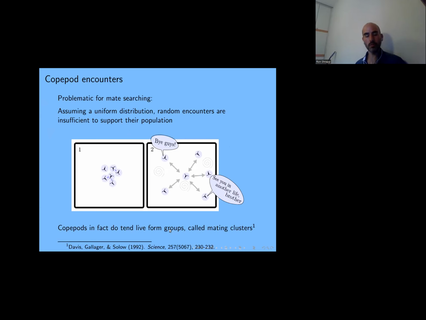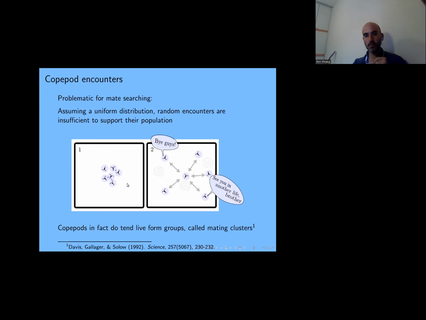And this is quite problematic from the mate searching perspective, because if we had assumed that the copepods over the oceans are uniformly distributed and that they swim randomly, such as Brownian particles, then the random rate of encounters that they would undergo would be insufficient in order to support their own population, right? So this means that copepods cannot, at least with the number that we have in the fields, counted by people in field experiments, be uniformly distributed all over the ocean.